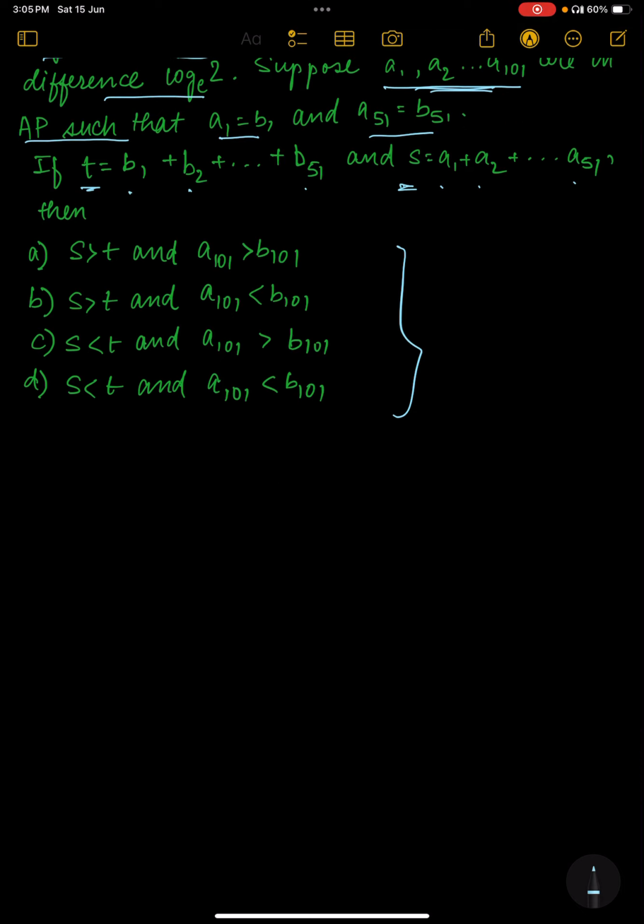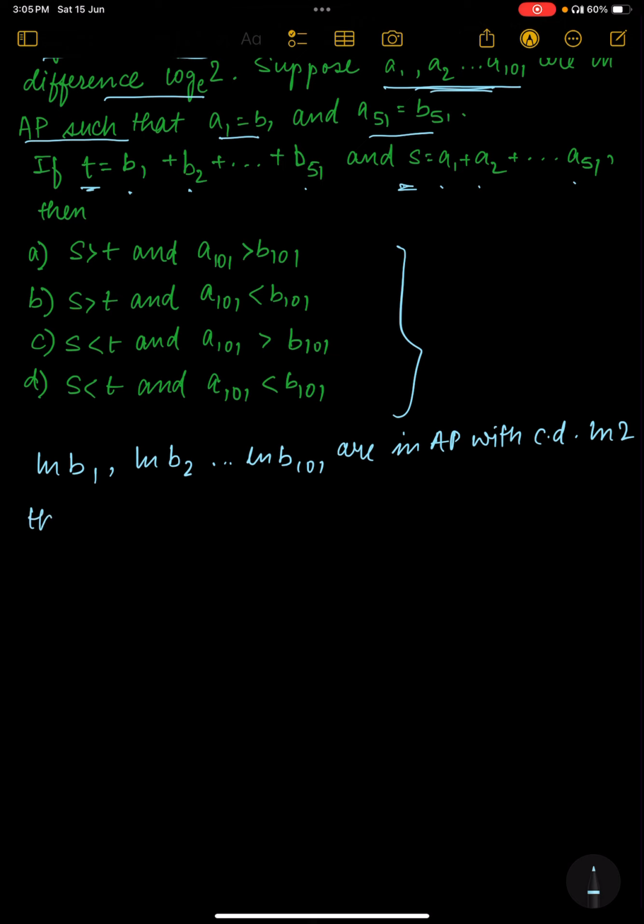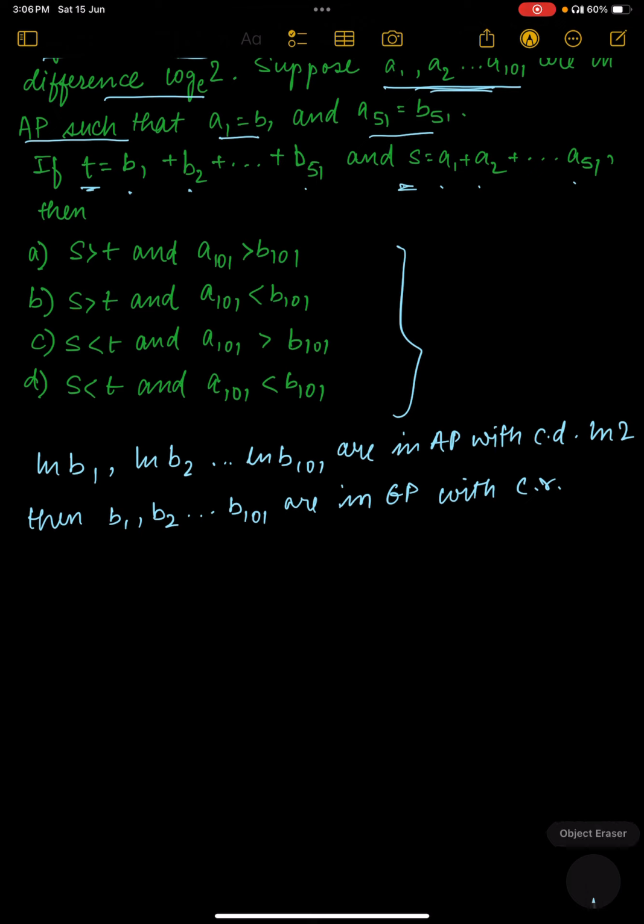So let us begin. Natural log I'm going to write as ln. So ln of b1 and ln of b2 all the way to ln of b101 are in AP with common difference, which I'm going to write as CD, of ln 2, natural log of 2. Then this is by default, we know, and you can refer to any textbook or formula bank to find, that b1, b2, b101 are in GP with common ratio, which I'm writing as CR, 2.